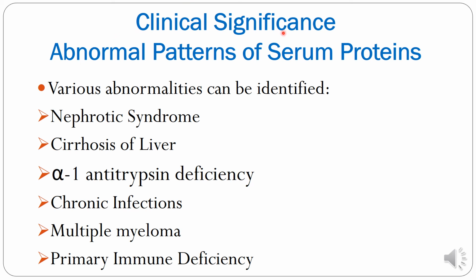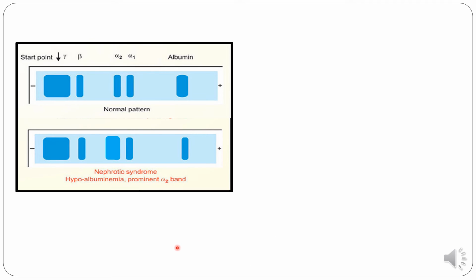There are various clinical abnormal patterns related to serum proteins that we can detect with the help of electrophoresis. Various abnormalities can be identified. They are nephrotic syndrome, cirrhosis of liver, alpha 1 antitrypsin deficiency, chronic infection, multiple myeloma, primary immune deficiency, the details of which are beyond the scope of this. However, we will discuss one case here. We've already talked about multiple myeloma. Now we'll see one more case, nephrotic syndrome.